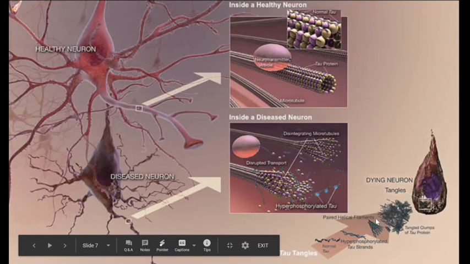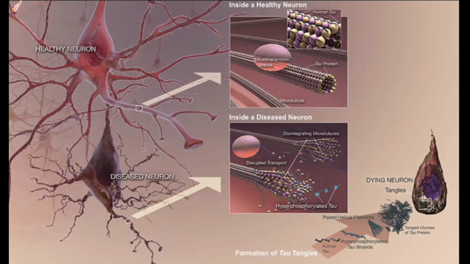The death of neurons and the blockage of communication between neurons is what causes the symptoms of Alzheimer's disease. If you want to learn more about these symptoms, go check out the other video on our channel.